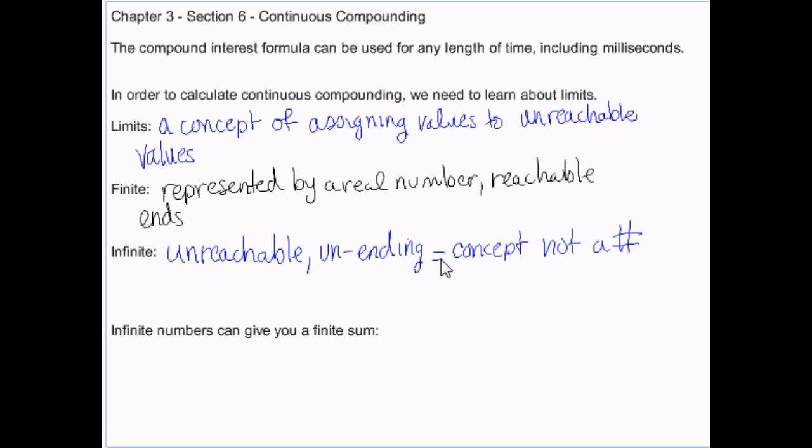So when we talk about infinity, even though there's a symbol for it, it's not an actual number. It's just an idea. And it's the idea that numbers go on forever. But infinite numbers can give us a finite sum. And that seems weird, right?